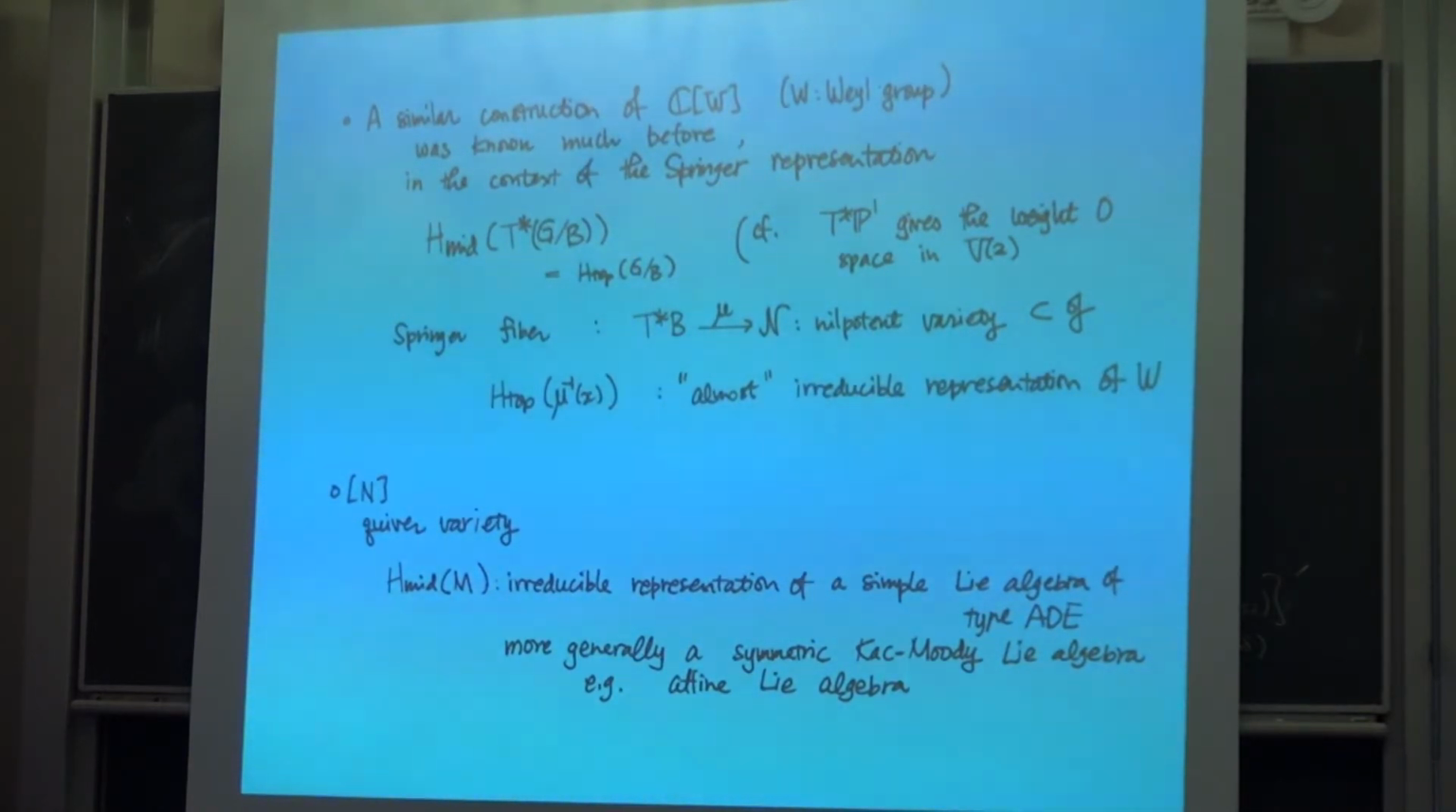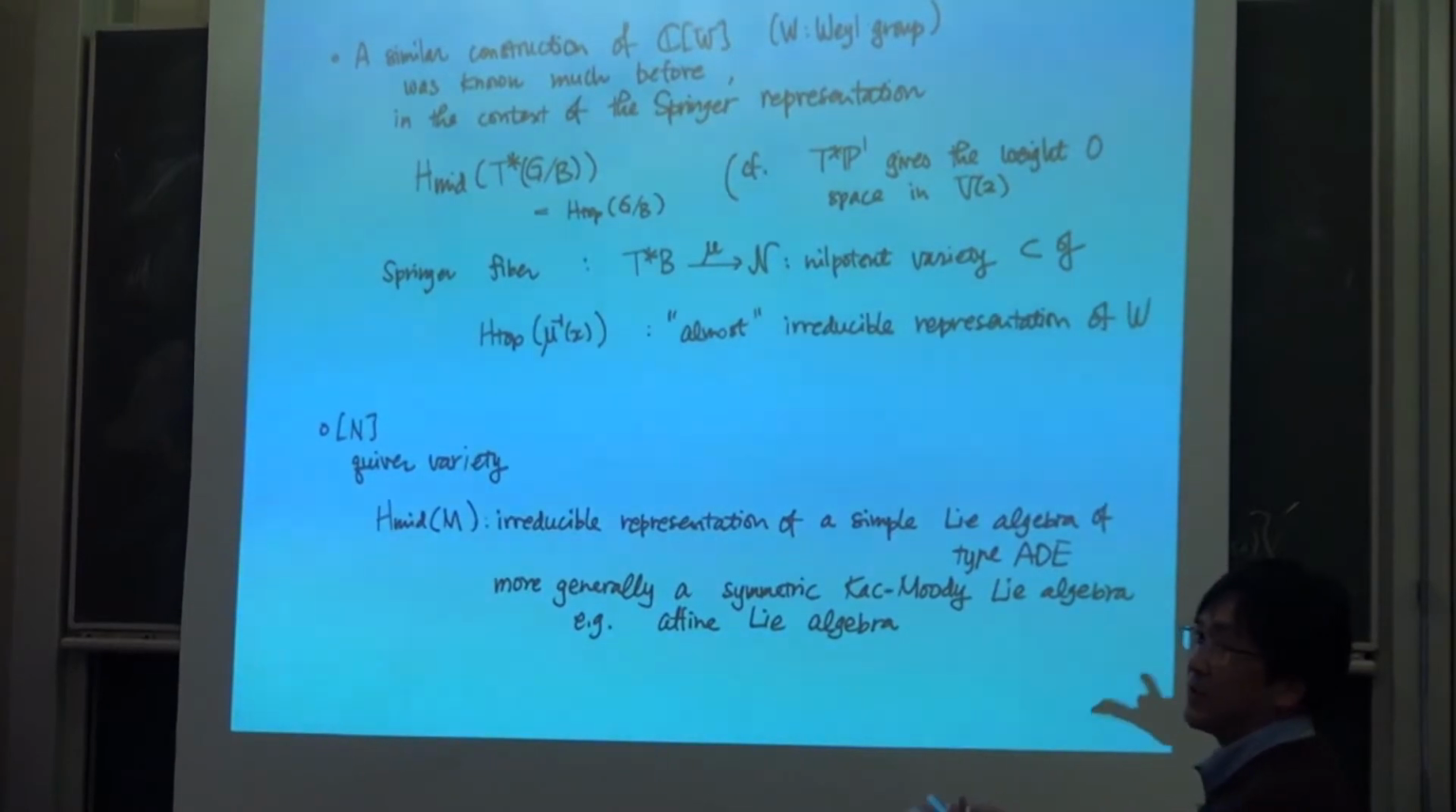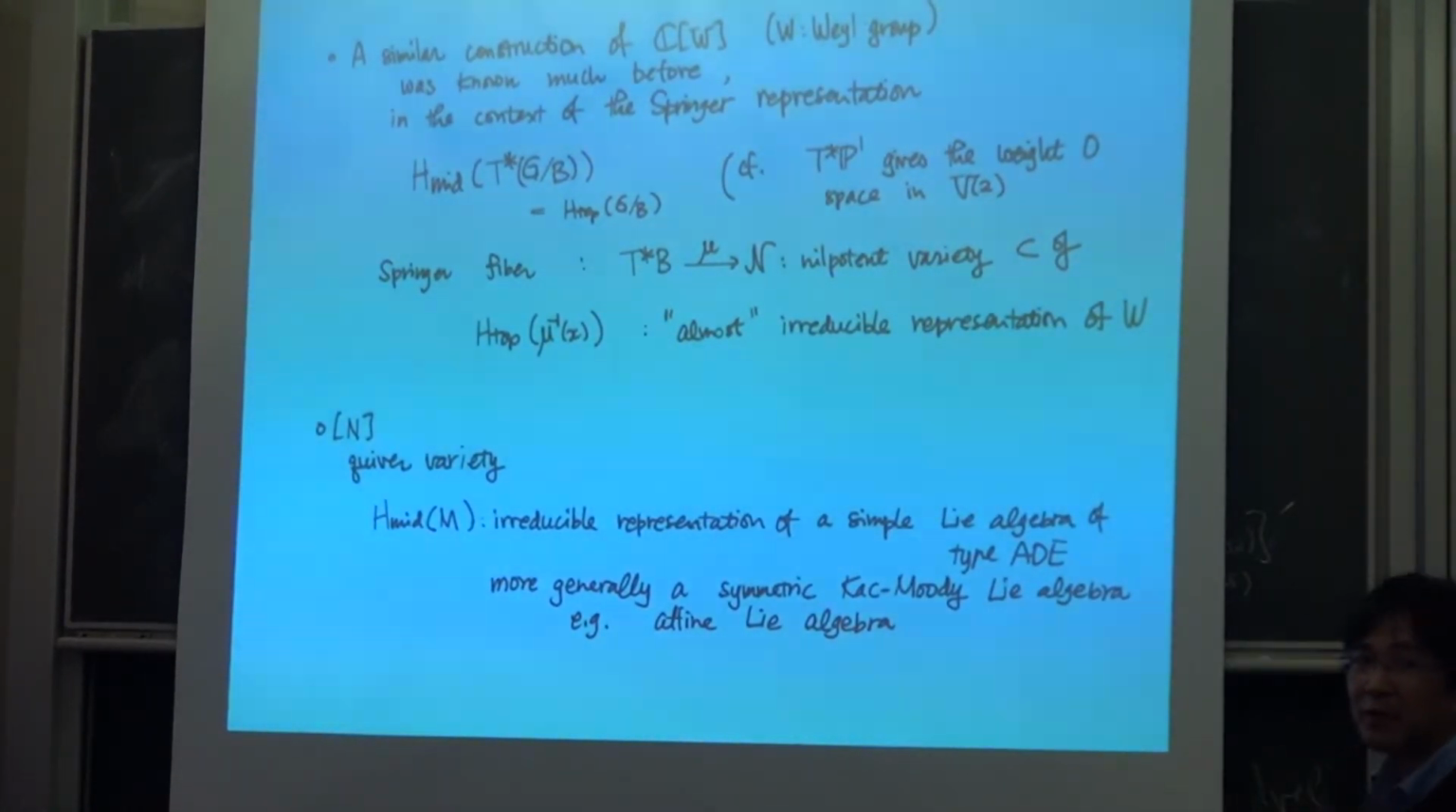So anyway, this kind of geometric construction of the Weyl group representation on the cohomology group of some space is known much longer. And it is the theory of the Springer representation. And the simplest example, which is just, I don't remember which one, but it's a sign representation or a trivial representation. That is a one-dimensional representation of the Weyl group.